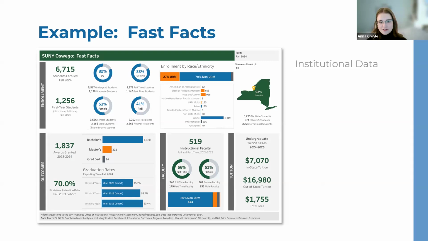So for example, our fast facts dashboard is a very high level dashboard. So it's not really for filtering down to the program level or a question about a specific major, but it is good for those quick reference numbers. So if you want to know the number of degrees that we awarded last year, or the size of our freshman class this year, this is a good place to go. But it's not a good place for if you want to see if the English major went up or down.